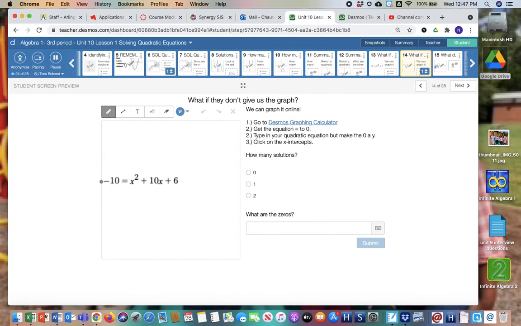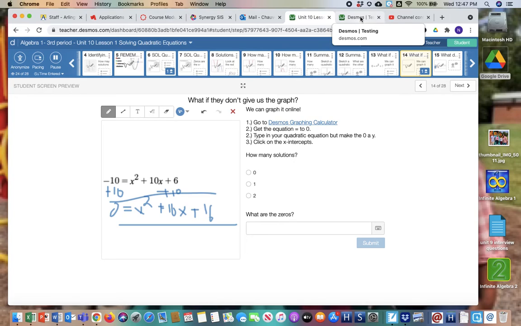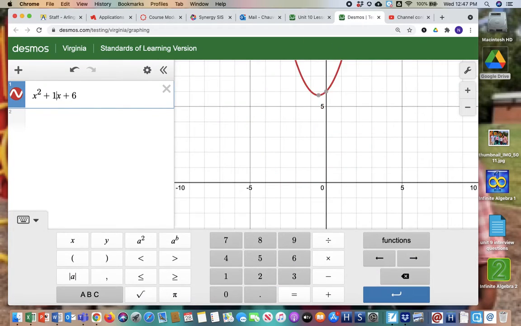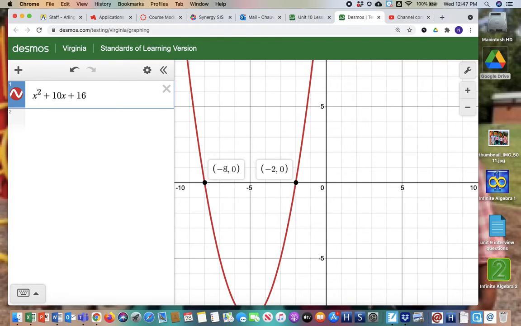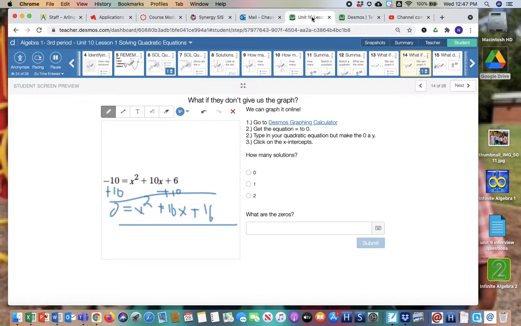Okay, so what if it's not set equal to 0? Then get it set equal to 0 to start. So here it was minus 10. This is the only time we're actually having to solve anything. So we're going to add 10 to both sides so that we can get it set equal to 0. So now I get 0 equals x squared plus 10x, and then 6 plus 10 gives me 16. So now I'm going to graph this, as bad as that handwriting is. So x squared plus 10x plus 16. I can just replace this. Plus 10x plus 16. There we go. Boom. Boom. So 2 solutions, roots or zeros, and they're at negative 8 and negative 2. How many solutions? 2. What are they at? Negative 8 and negative 2. And that's pretty much it.